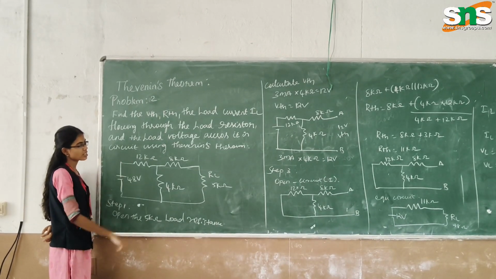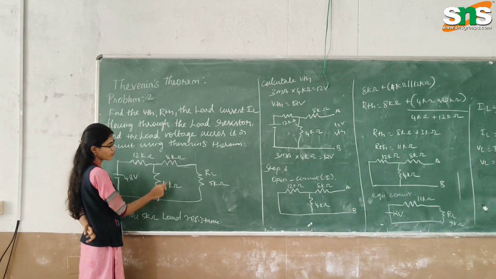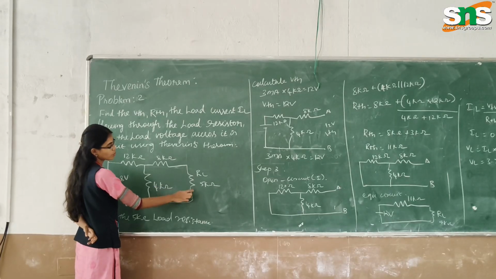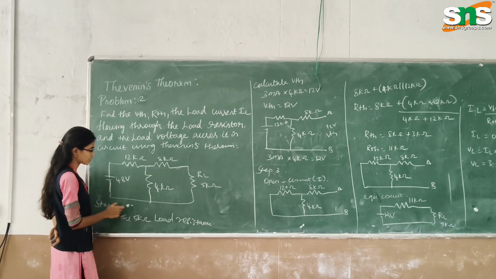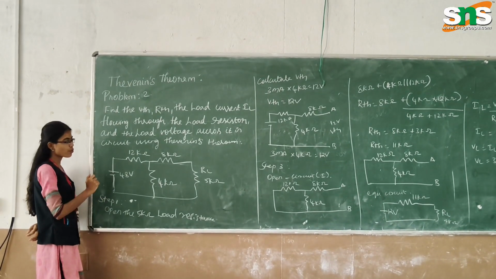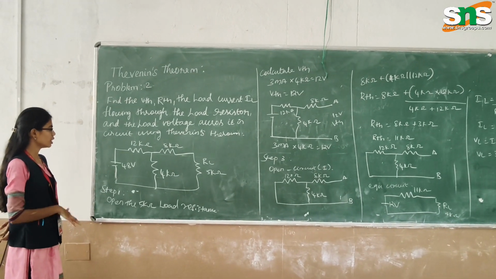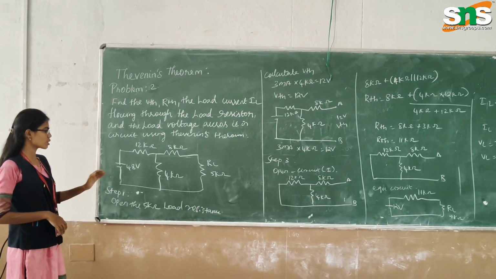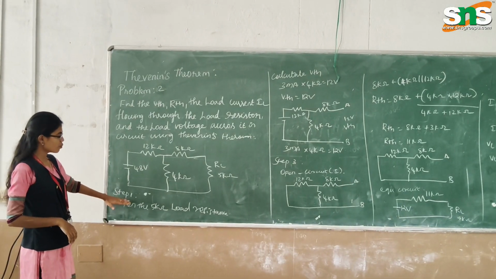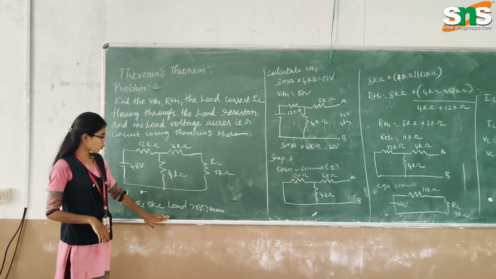The resistances are 12 kilo ohms, 8 kilo ohms, 4 kilo ohms and 5 kilo ohms. So 5 kilo ohms is your load resistance. Here the voltage value is 48 volt. So in this step 1, open the 5 kilo ohms load resistance.